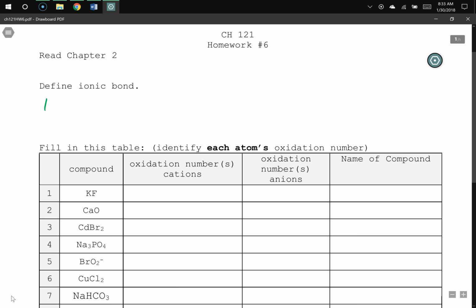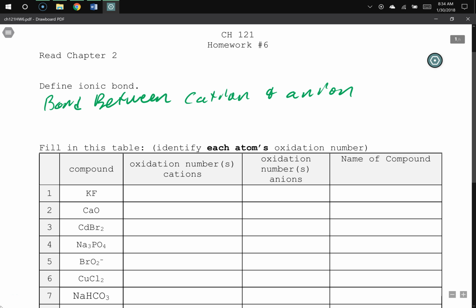Okay, what do you have for ionic bond definition? That's the definition, a bond between a cation and an anion. That can happen because the metal transfers electrons to the nonmetal, or I've got a cation and an anion, and they want to come together to form a compound.